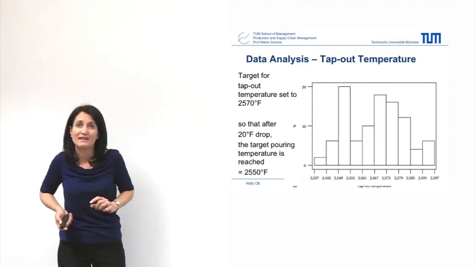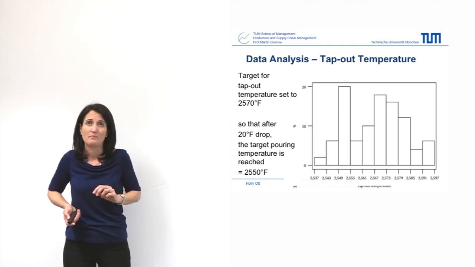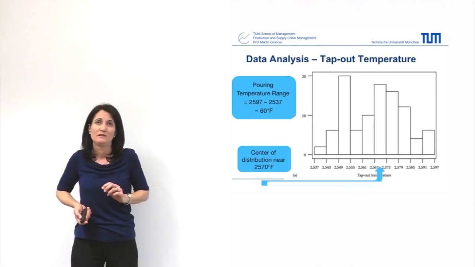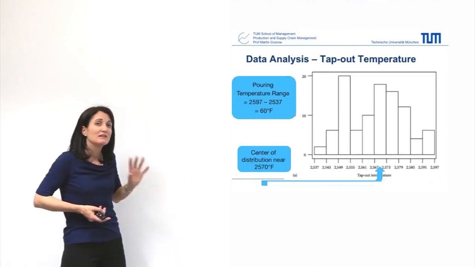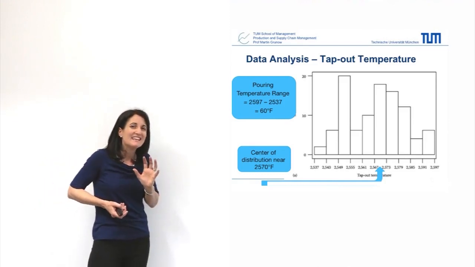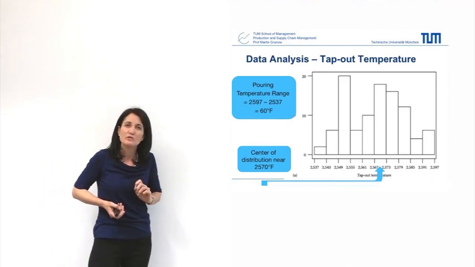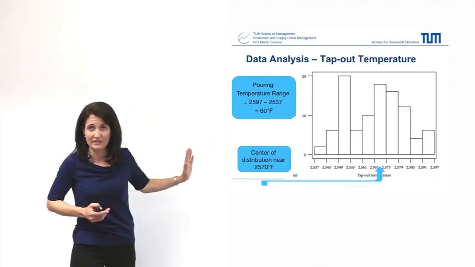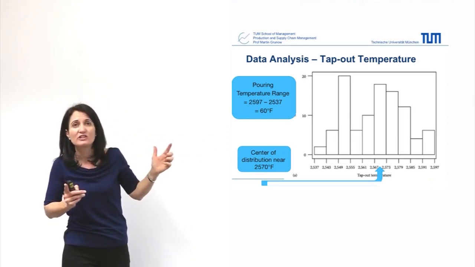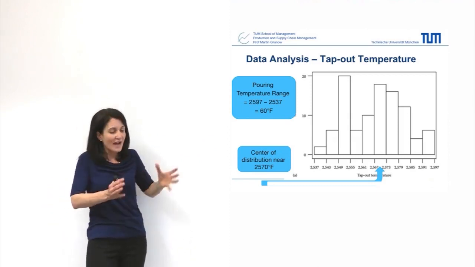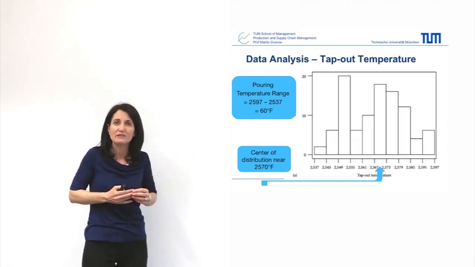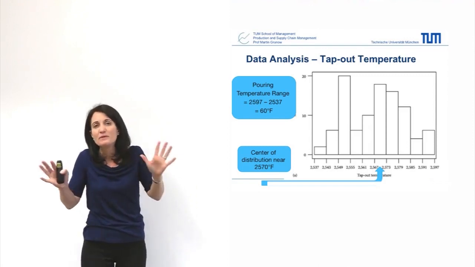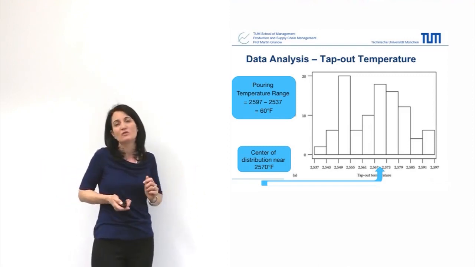But what do you see with this data? Where is this data centered? And if you look, again, without doing calculations, it's roughly centered around 2,570, which is what we wanted. And the scale here is different. If you take the entire range, it's about 60 degrees. So actually, your tap-out temperature is not bad. It's centered where you wanted it to be, and it's maybe a bit too large, but it's a 60 degrees range.